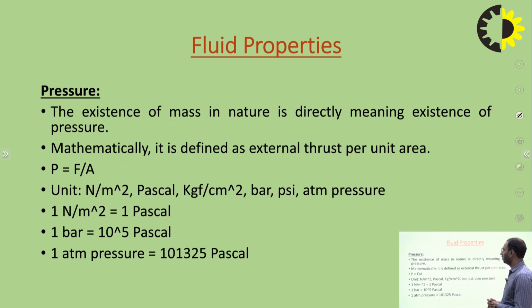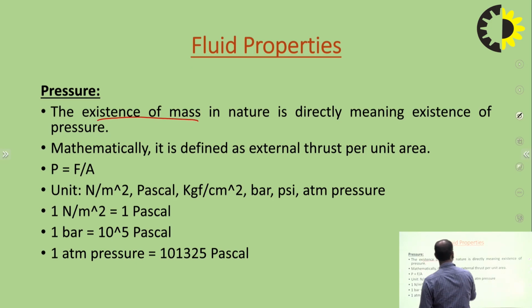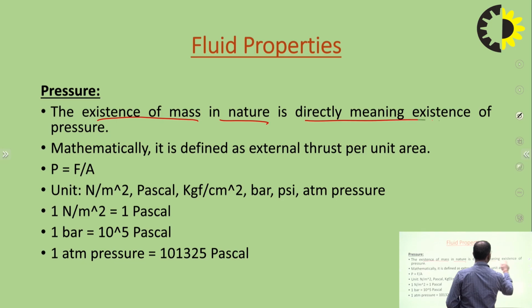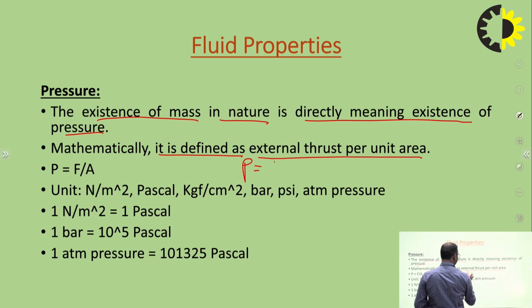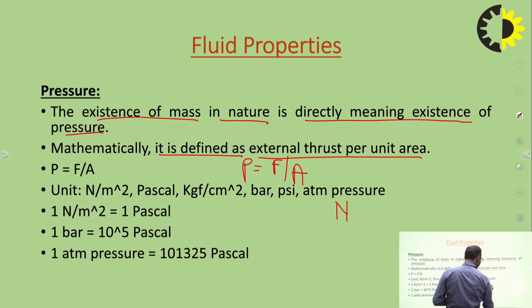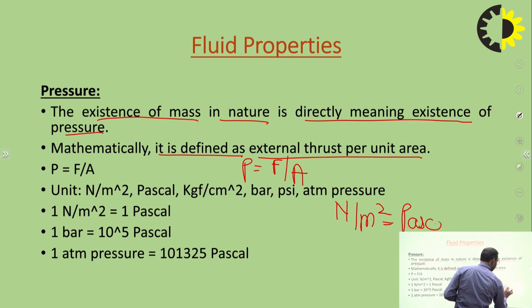Then another property is pressure. What is pressure? Basically, the existence of mass in nature directly means existence of pressure. Mathematically, it is defined as external thrust per unit area, that is, P is equal to external thrust F by A is called pressure, and its unit is Newton per meter square, which is also known as Pascal. This is the SI unit of pressure.